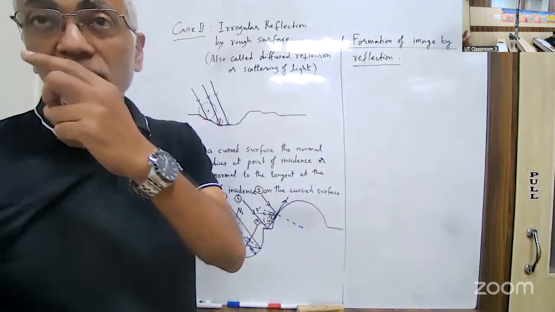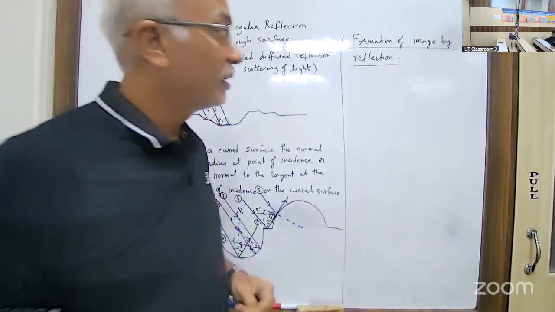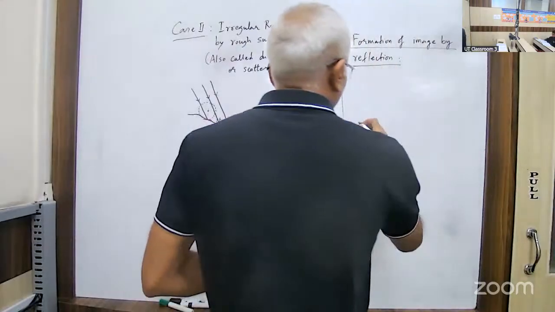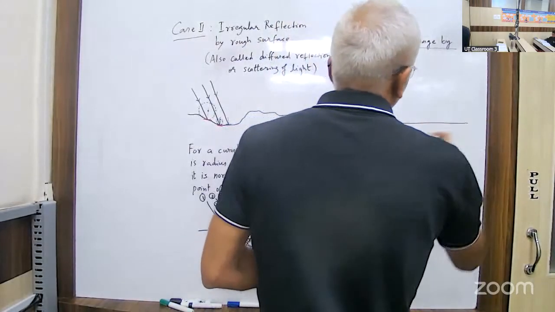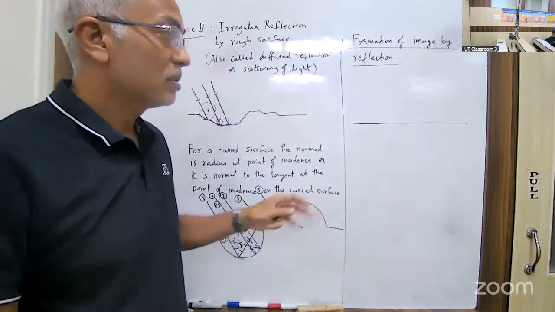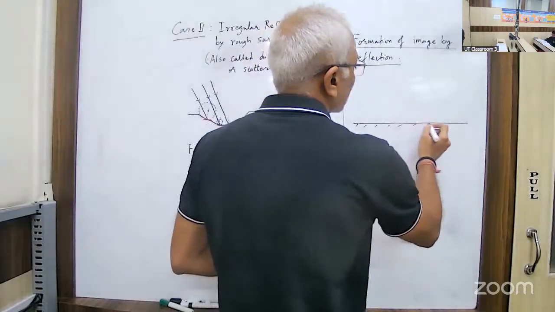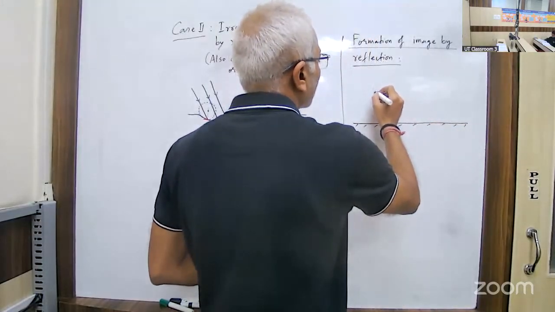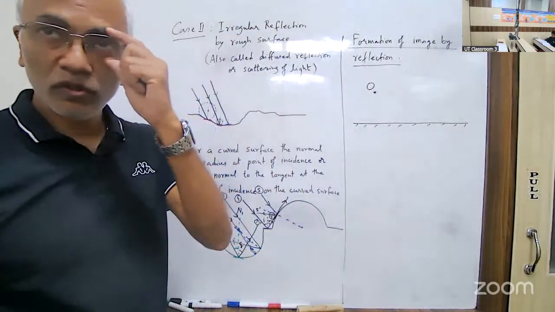So for image formation we require at least two rays. Okay? In a ray diagram, now observe the step carefully. So reflection for us is reflection by a plane surface. Let us say this is the object whose image I want to obtain.